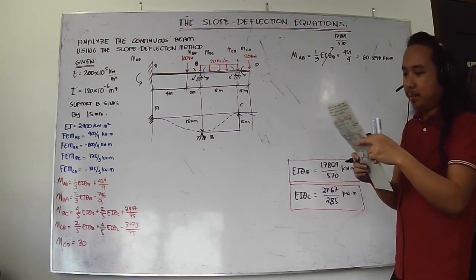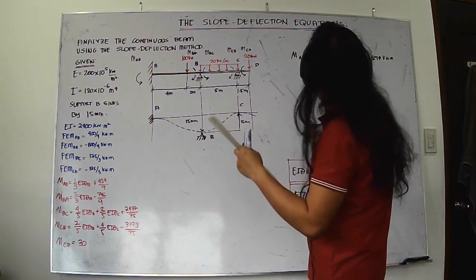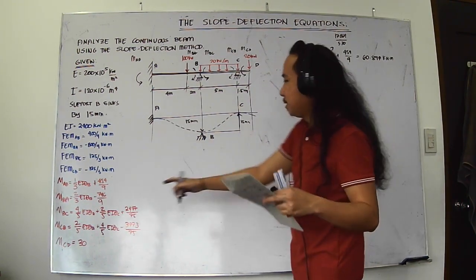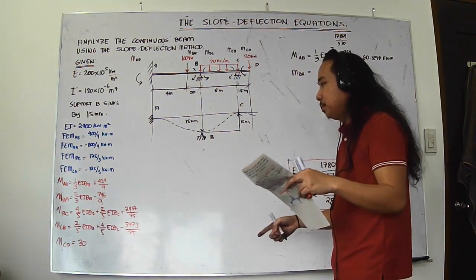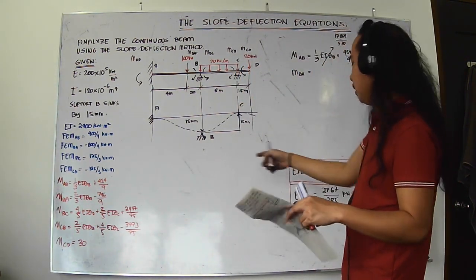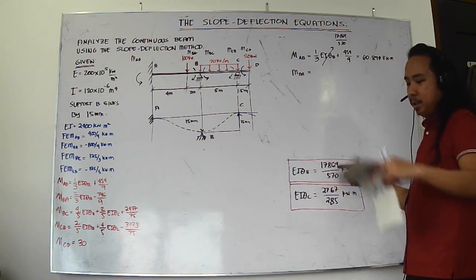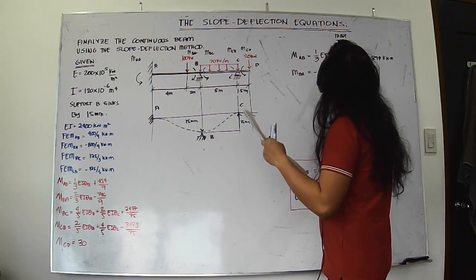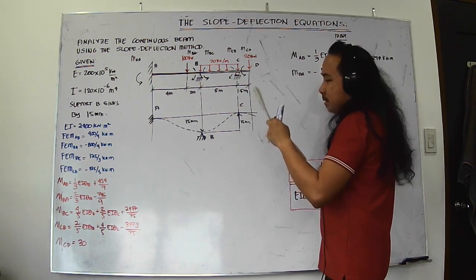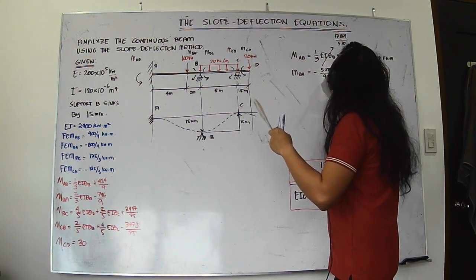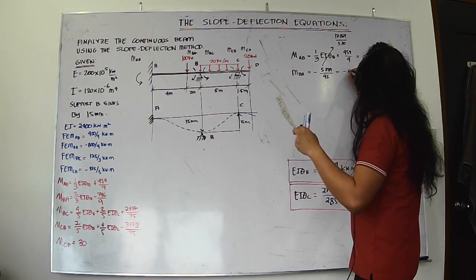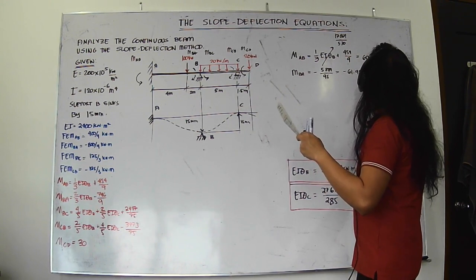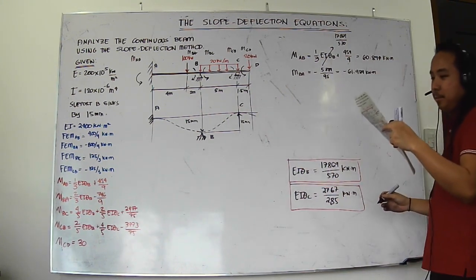So for MBA, just follow this formula. Substitute 2/3 EI theta B. You get negative 5889 divided by 95, or we can just say negative 61.989 kilonewton meters. Okay? That's for MBA.